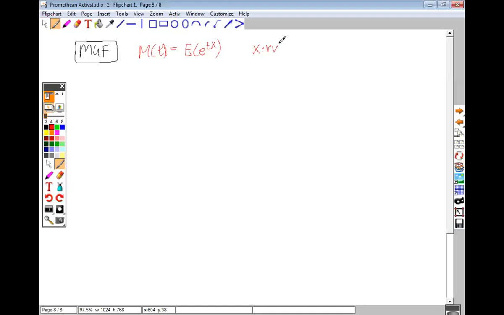Can you please repeat your question? Okay, so my question is that the expectation of e raised to tx, basically my function MGF, is a random variable.